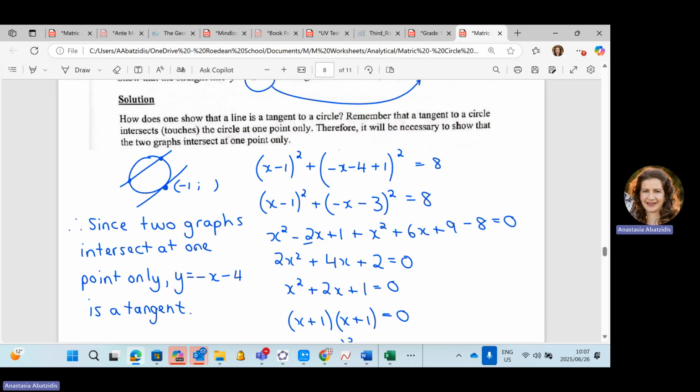the picture looks like this, as opposed to 2 points of contact. Okay, so therefore, because there's only 1 point of contact, this straight line is a tangent to the circle. Because there's only 1 point of contact.